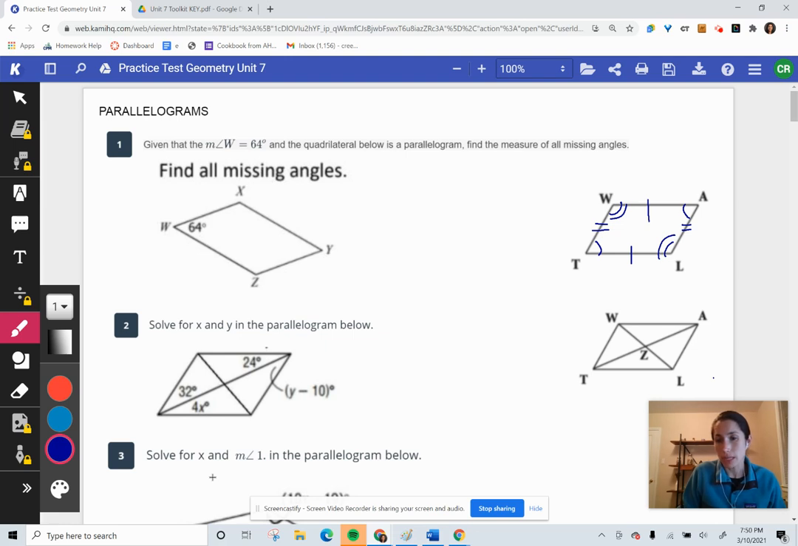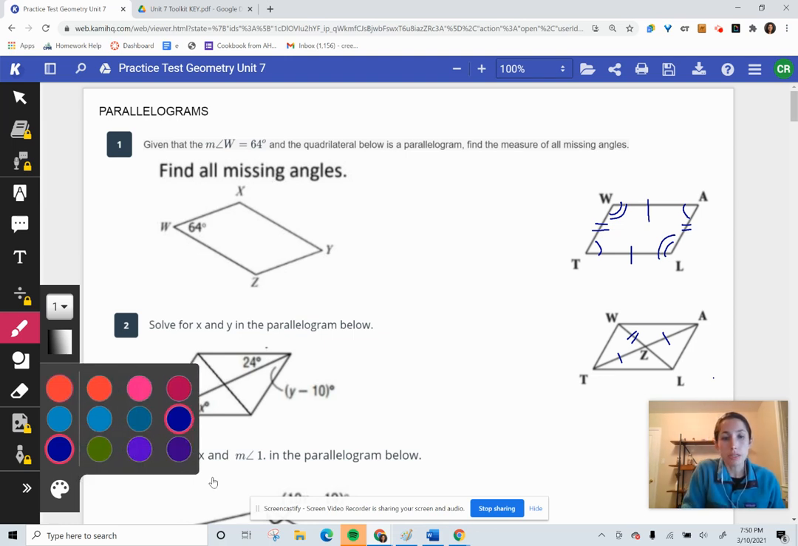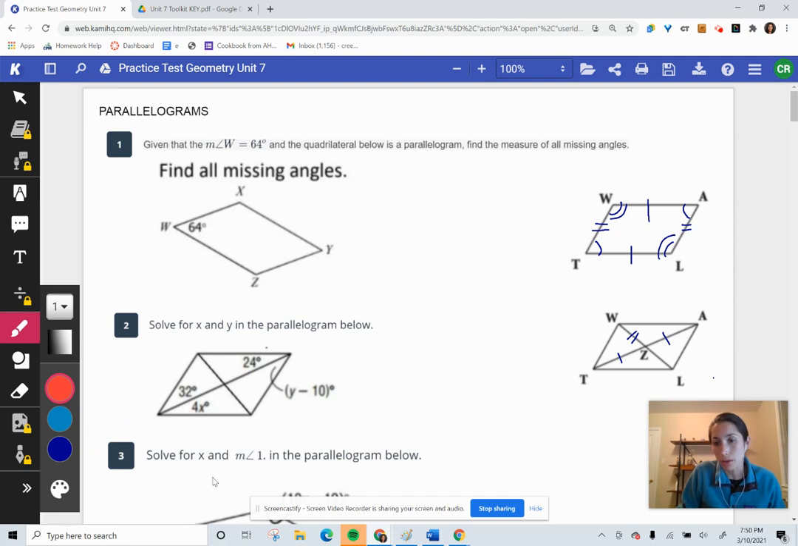So when we created this diagonal here, WL, and this diagonal here, AZ, they bisect each other. So I'm going to put a congruent mark here and here, here and here. And also, since this is a parallelogram, we have opposite parallel sides, we should have some alternate interior angles that are congruent. So I should be able to say these angles here are congruent.